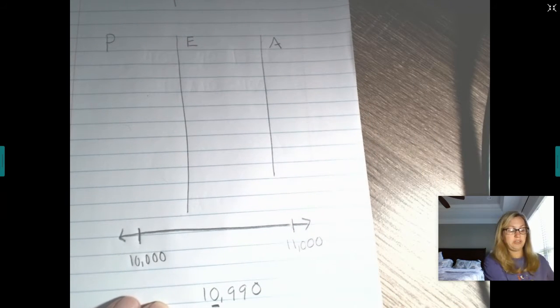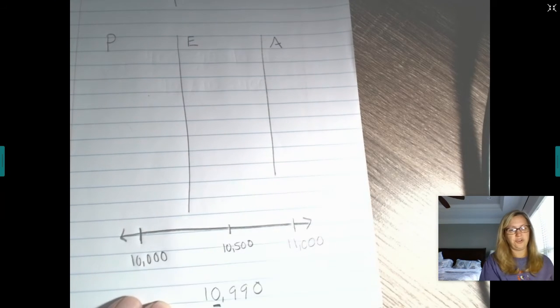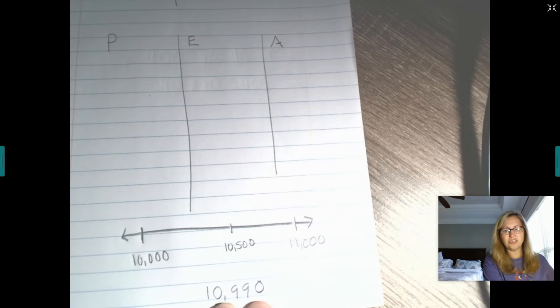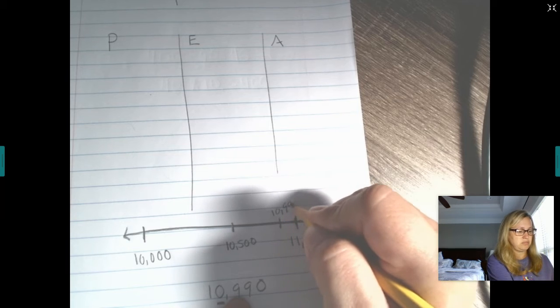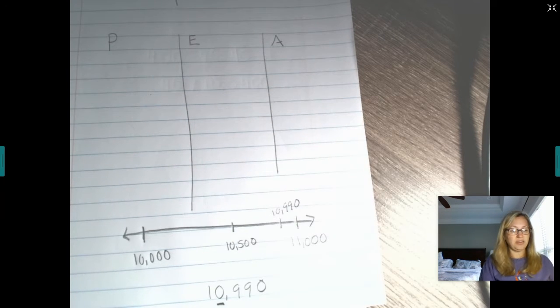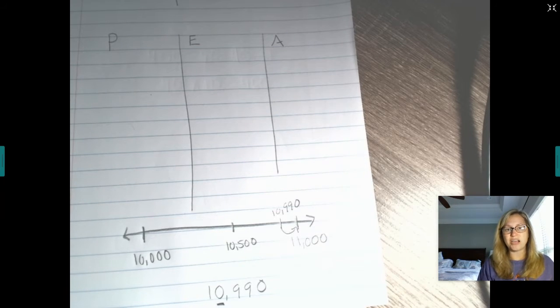My halfway number would be 10,500. So 10,990 is pretty close to 11,000. So I'm going to round up to 11,000. This will make adding and subtracting much easier. That's why we estimate a lot of times when we're in the mall or the grocery store and we're trying to add up prices. Sometimes it's easier to round up or round down to help us estimate.